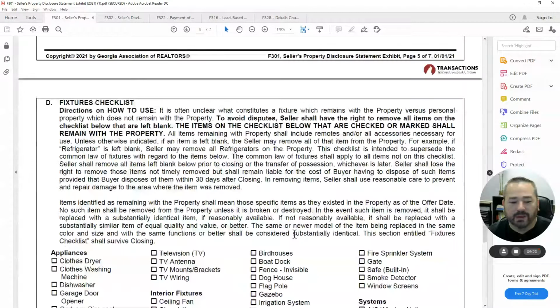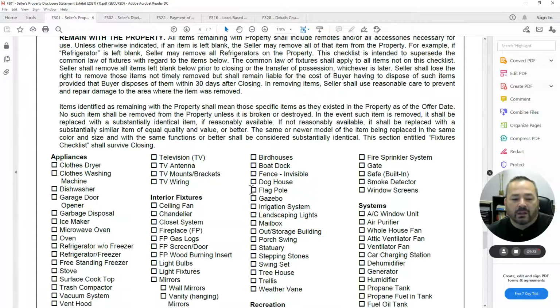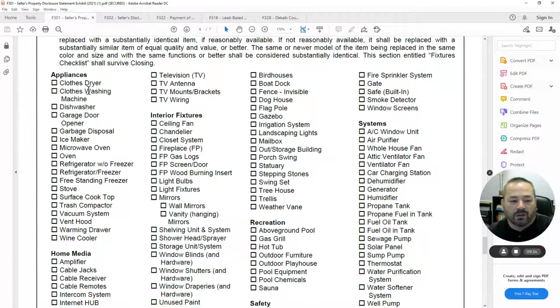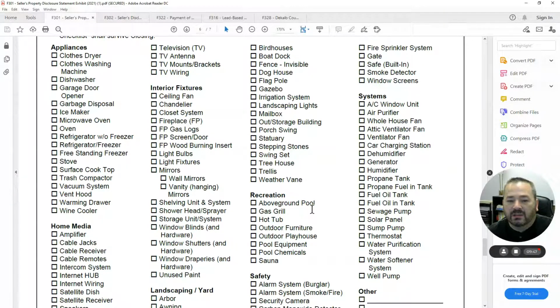Okay. Then we're going to get to our fixture checklist. And this is a really important part of this contract. Okay. And this is where your seller is going to mark which appliances are transferring with the property, any home media, any interior fixtures. And you want to go through this list with your seller and make sure that they've checked everything that's pertinent, because there are going to be some things in here that might be a surprise to you, such as, do they plan to take all the light bulbs in the house? Are there any light fixtures they plan to take? Are they taking the mirrors? Those are just a few examples.